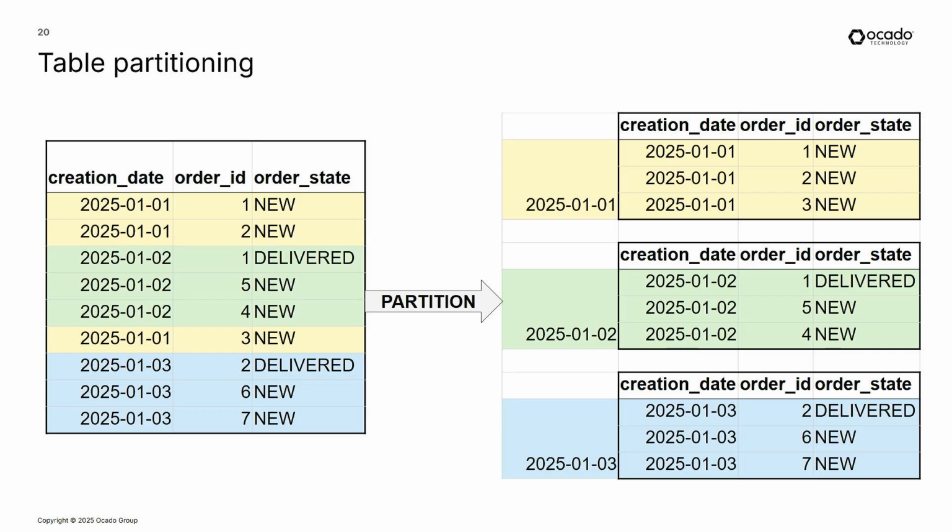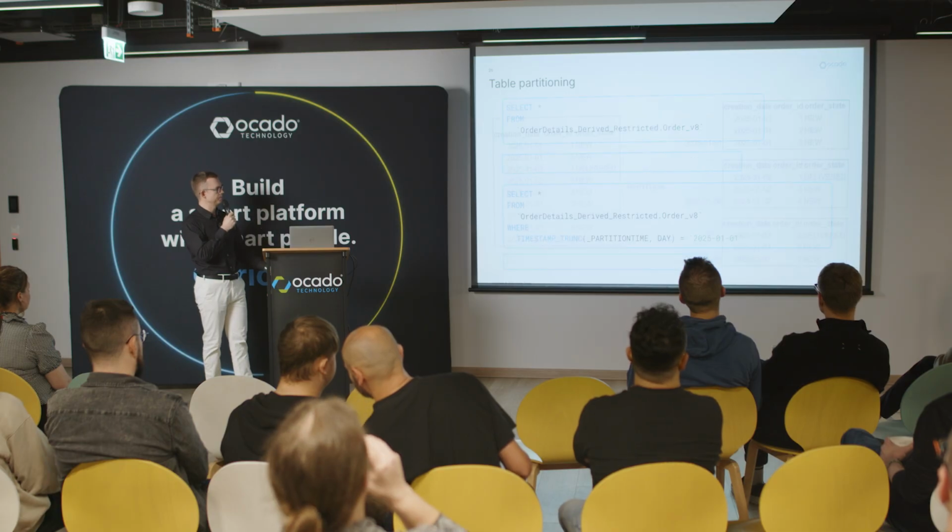But partitioning allows you to split the data into separate subtables that are called partitions. So you choose a partitioning column, and all the records with the same value in this partitioning column will be stored in one partition. Like in this example, we partition the data on date. This is daily partitioning. So for each day, we have a separate partition with records that correspond to a particular day.